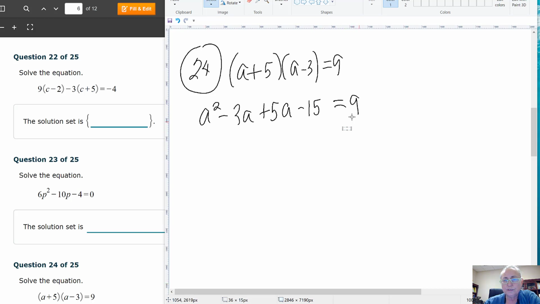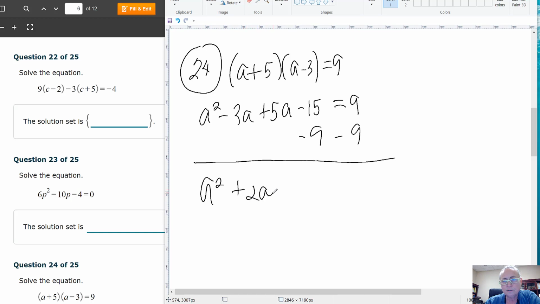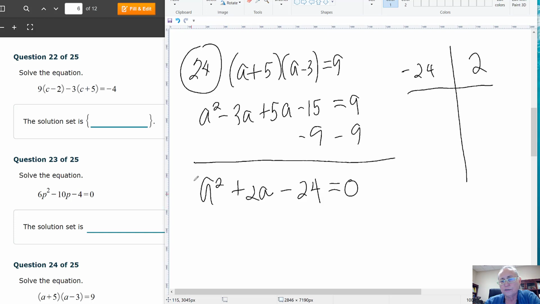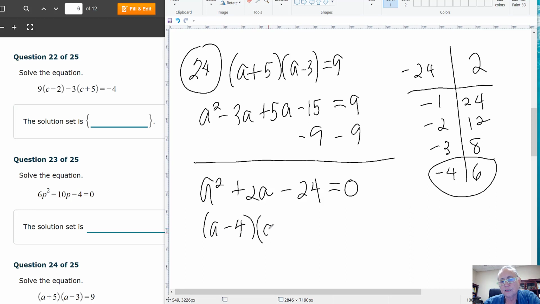Now before we group, we need to get a 0 over here. So minus 9, and I get a squared plus 2a minus 24 equals 0. So don't ever attempt to factor until you get the 0 there. So my AC is negative 24. My B is 2, and this is a shortcut problem because there's a 1 here. So negative 1 times 24 won't work. Negative 2 times 12 won't work. Negative 3 times 8 won't work. Negative 4 times 6, that's my combination.